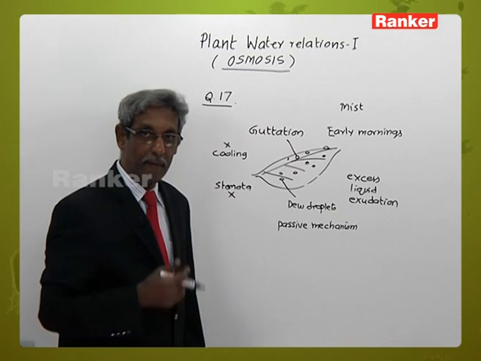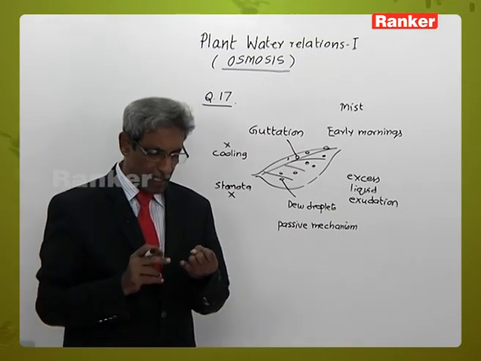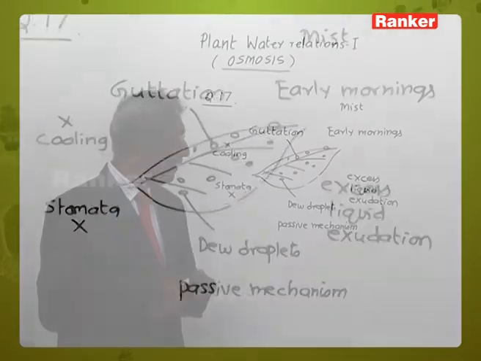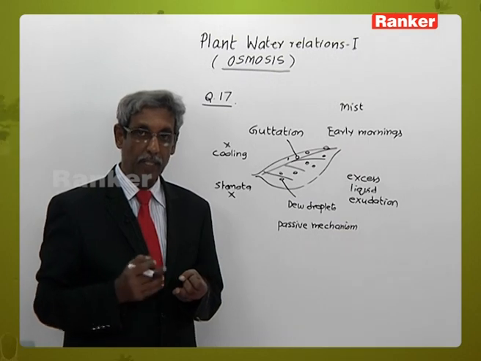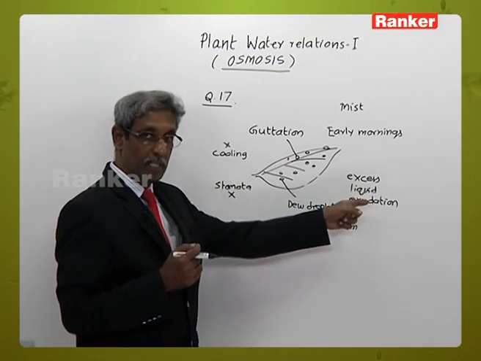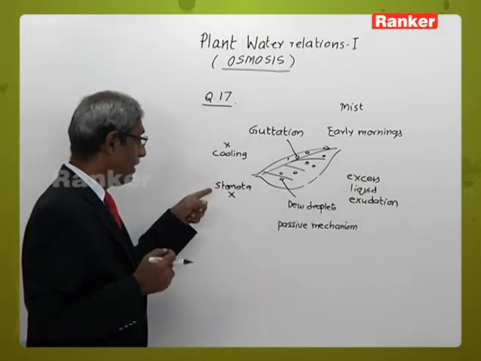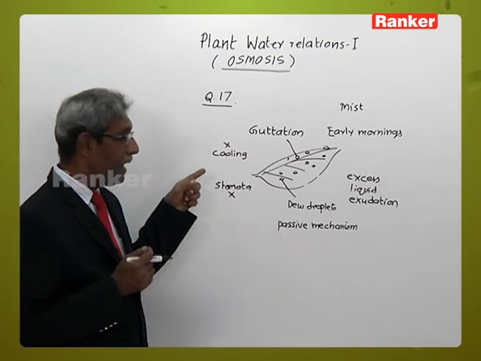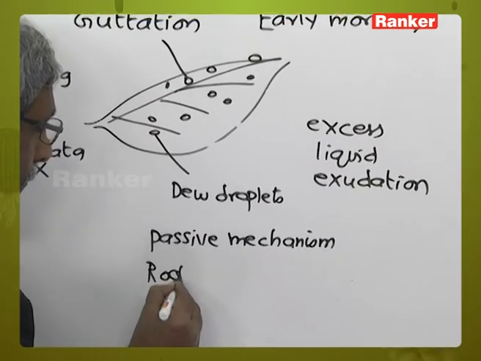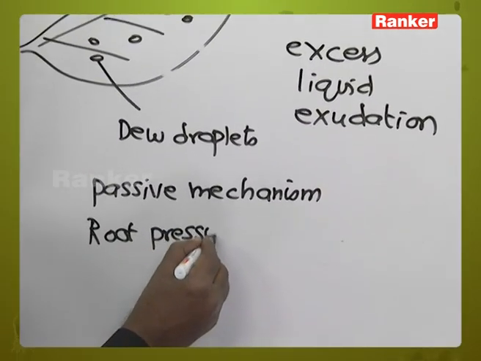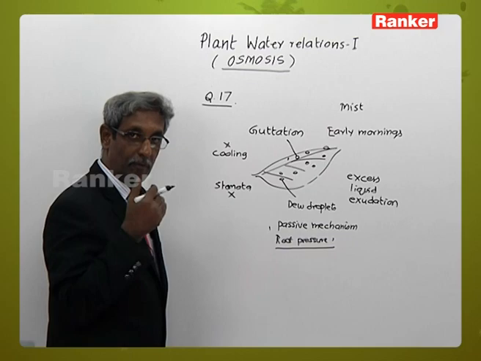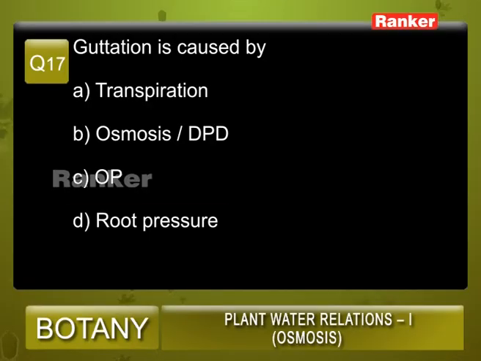How does guttation differ from transpiration? Transpiration is an active process. It involves the stomata. It causes cooling of the leaf, and there is loss of water only in the form of vapor. Whereas guttation is a process wherein excess liquid is lost in the liquid form in a passive mechanism, without involvement of stomata, and does not cause cooling, and it is primarily attributable to root pressure. So, exudation of excess water is attributed to pressure at the level of the roots. Hence, the answer is D.